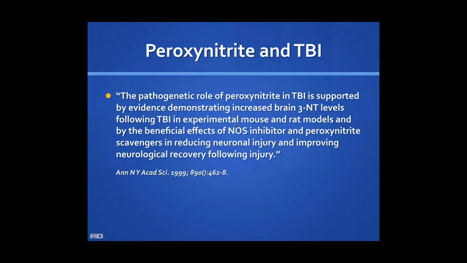The pathogenic role of peroxynitrite in traumatic brain injury is supported by evidence demonstrating increased brain 3-NT levels, and that's peroxynitrite, following traumatic brain injury in experimental mouse and rat models, and by the beneficial effects of nitric oxide synthase inhibitors and peroxynitrite scavengers in reducing neuronal injury and improving neurological recovery following injury. I thought that was an interesting little tidbit there.